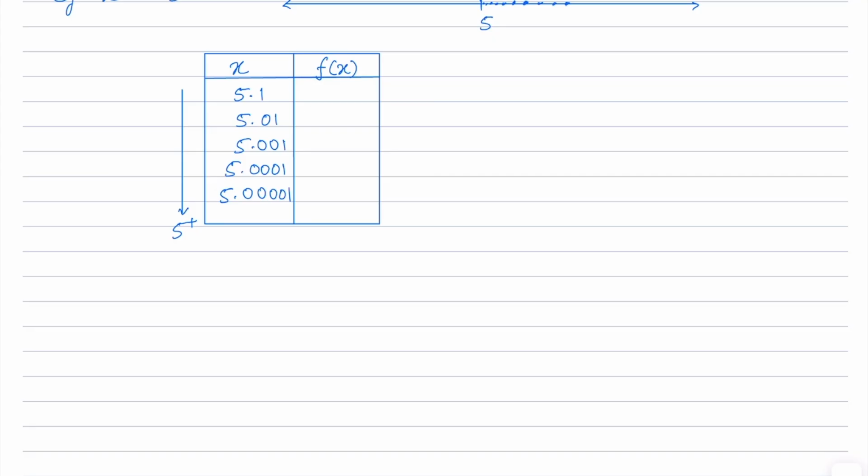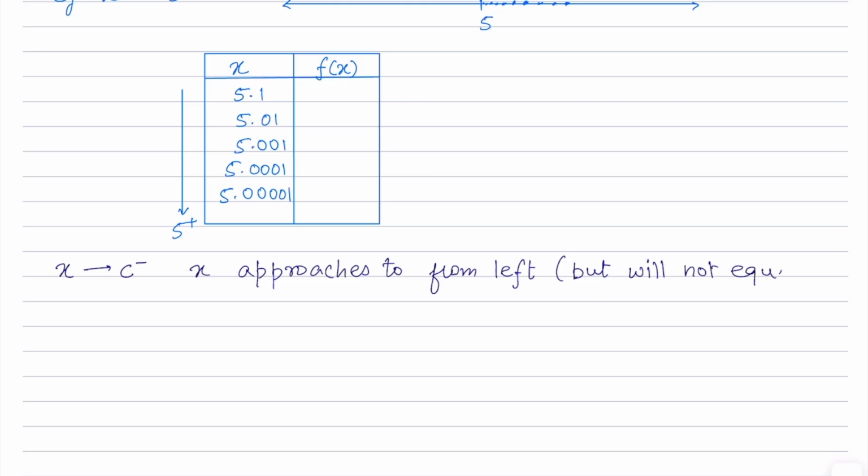Okay. Similarly, if we have x approaching to c minus, that means x approaches to c from left hand side, which means all the numbers that you will select will be less than c but will not equal to c.